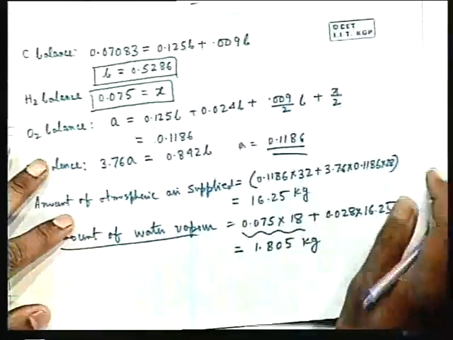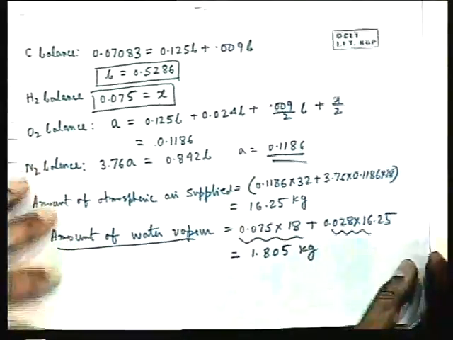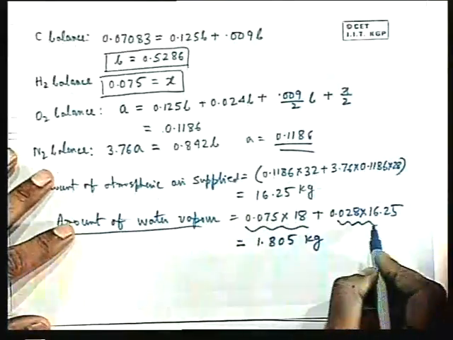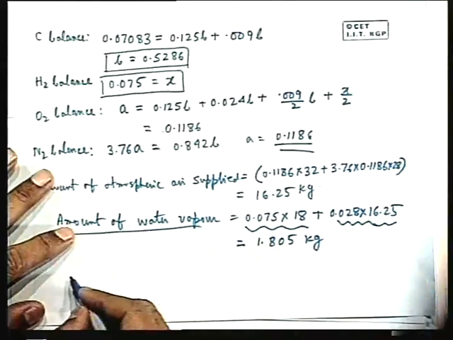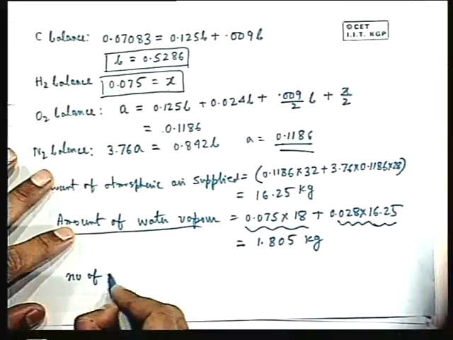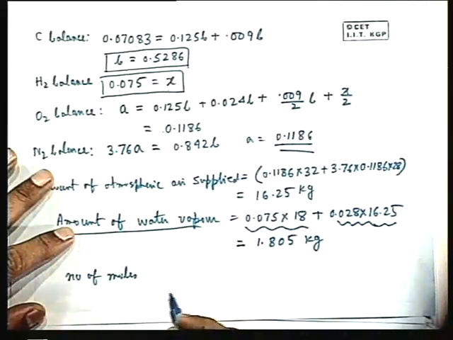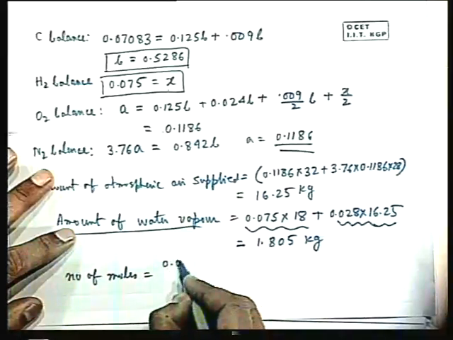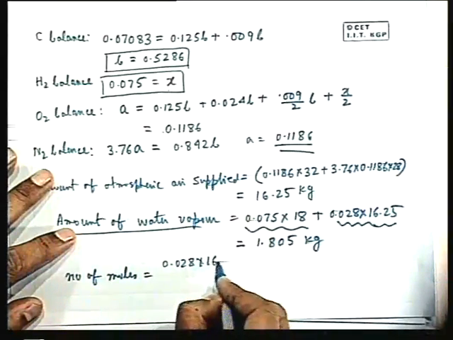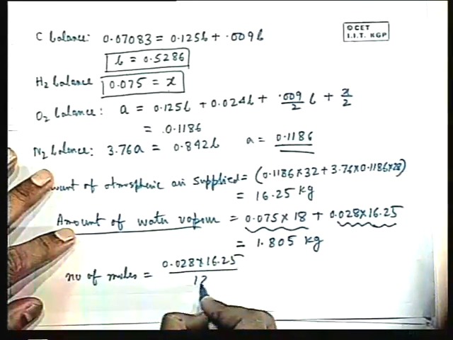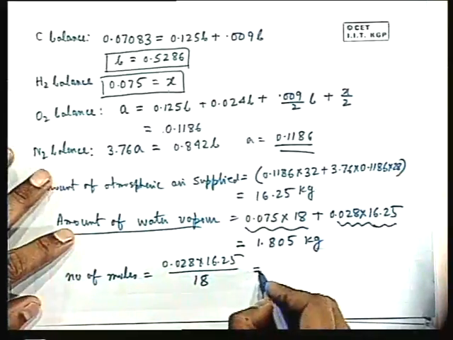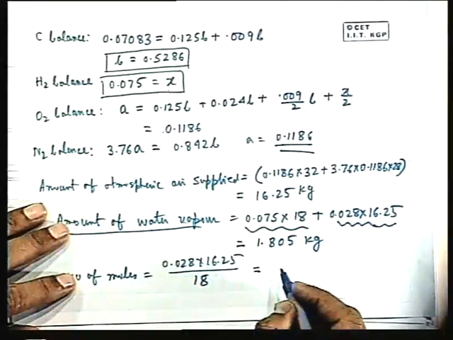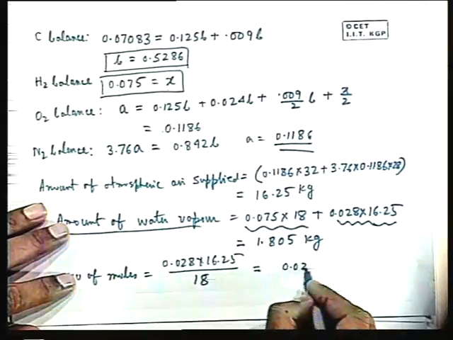How to find the moles of water vapor? Because we have to write the chemical equation in terms of moles. So this much amount of water vapor is there with the air. The number of moles of water vapor carried with the air, I am not writing everything, will be 0.028 into 16.25 divided by 18, which gives you a value of 0.025.